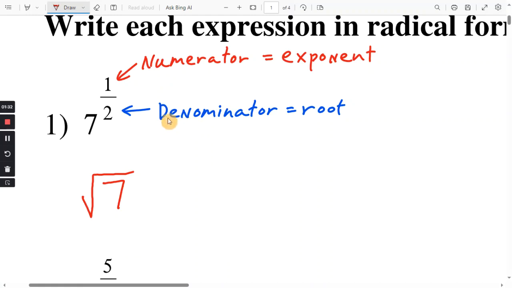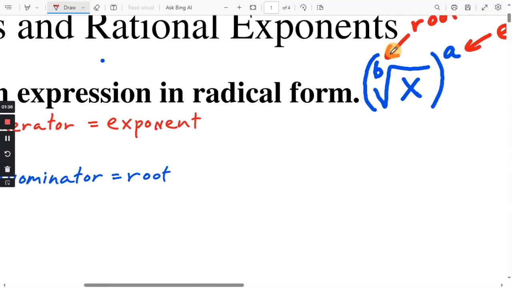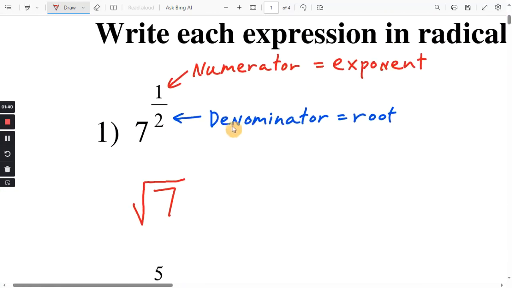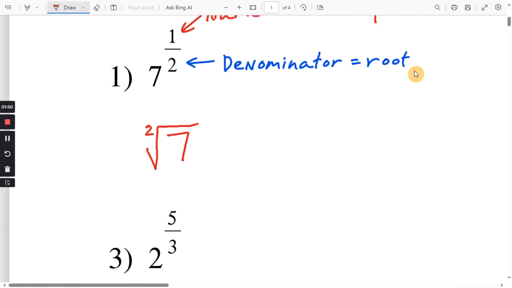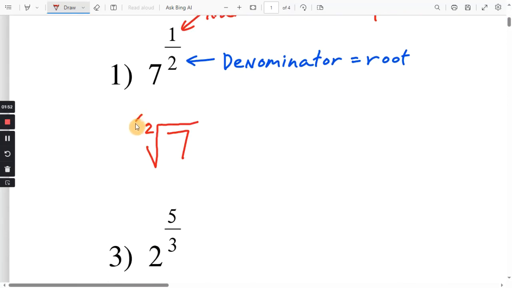Okay, and we said the denominator is the root, and at the beginning we said the root would be right outside to the left of the radical. So the denominator is the root, and that's just a 2. And we said the numerator is the exponent. So the exponent goes right there outside the parentheses.